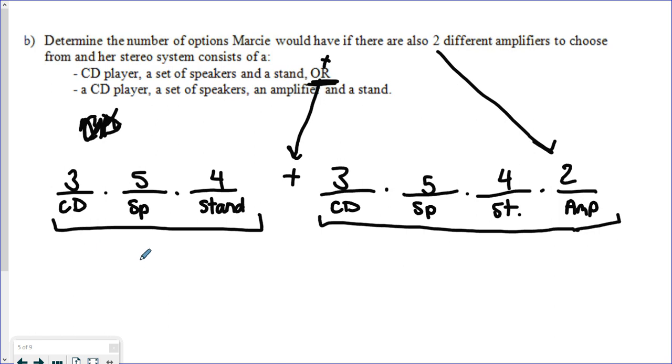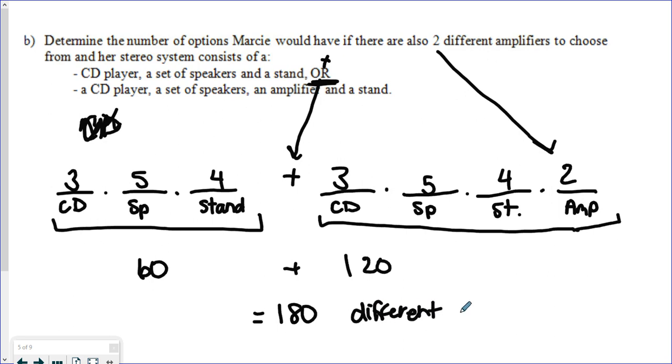So we know this one is equal to 60. This is equal to 120. So 60 plus 120 is 180 different outcomes that we can have, different possibilities, or different things that she can choose from. So hopefully that makes sense for you.